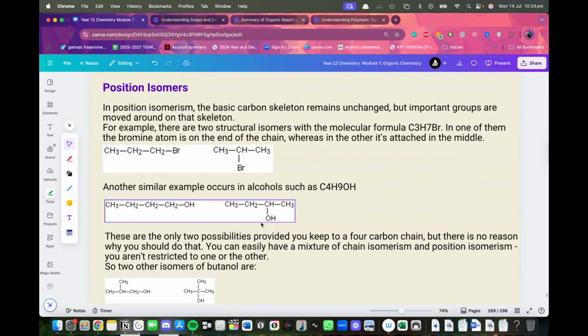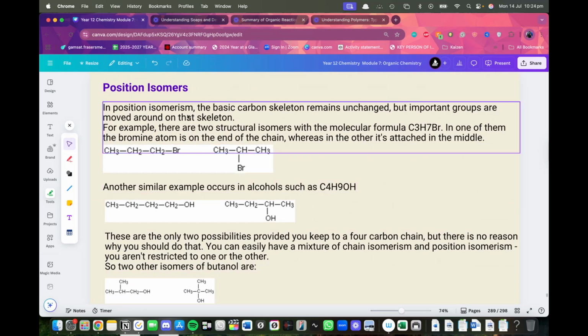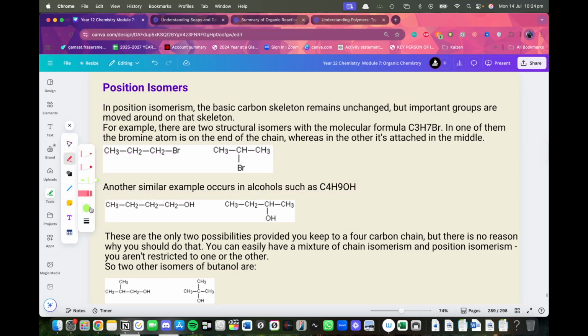Position isomers is also pretty easy to point out. So in position isomerism, the basic carbon skeleton remains unchanged, but important groups are moved around on that skeleton. So having a look at this, if I get the highlighter out again, we notice that the bromine has moved from the first carbon to one of the middle carbons. Over here, moved from the first carbon into one of the middle carbons.